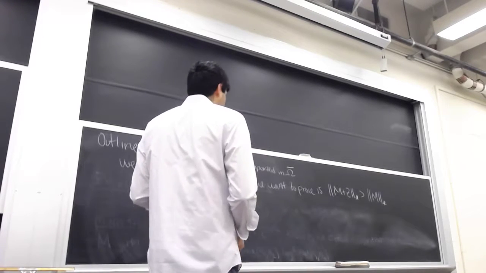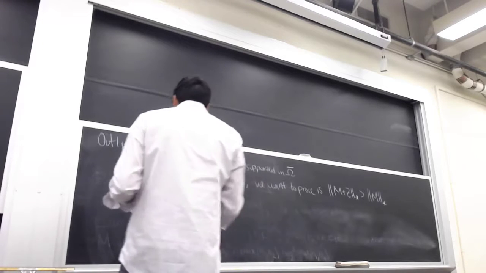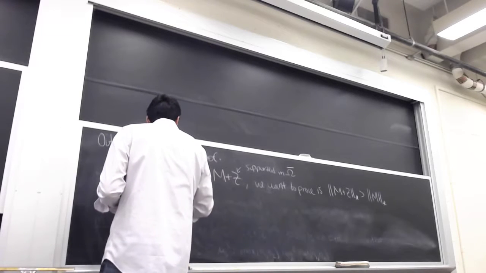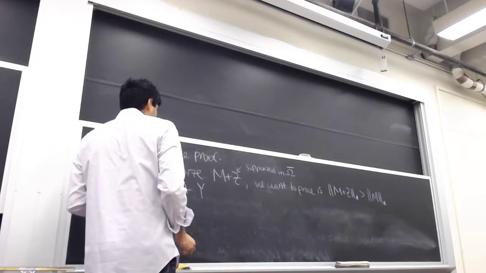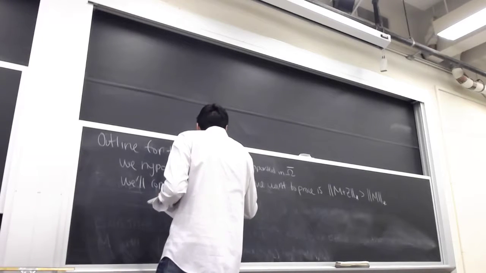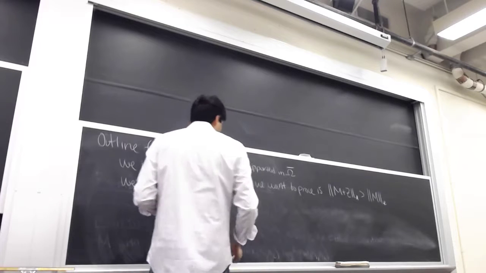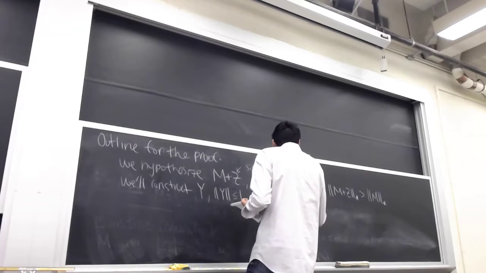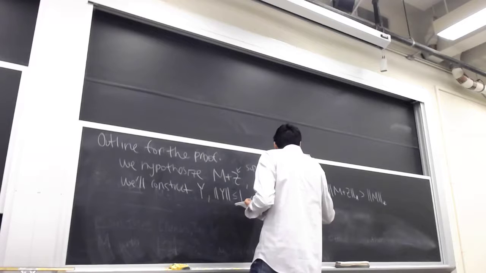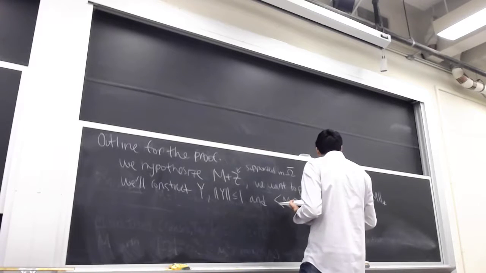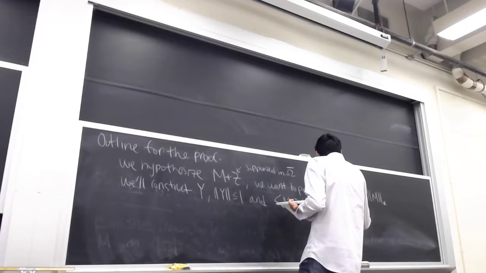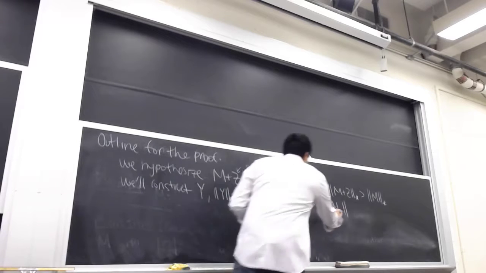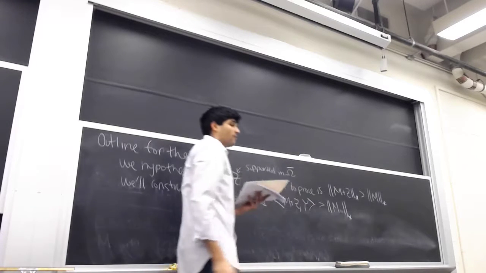And the way that we're going to prove this inequality is we'll construct some certificate y with the property that y's operator norm is at most 1, and with the property that the inner product between m plus z and y is strictly larger than the nuclear norm of m. Sorry, the nuclear norm of m.